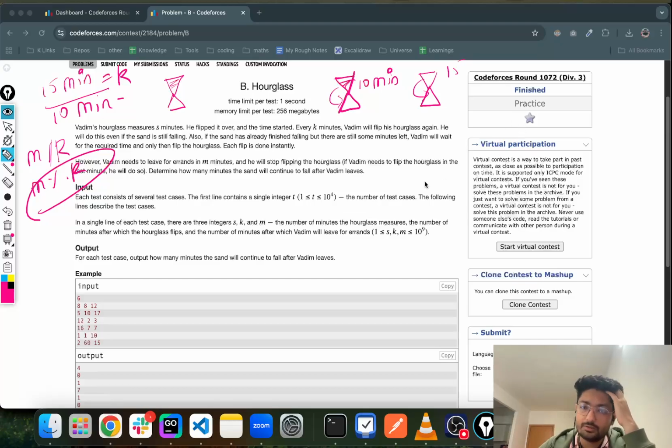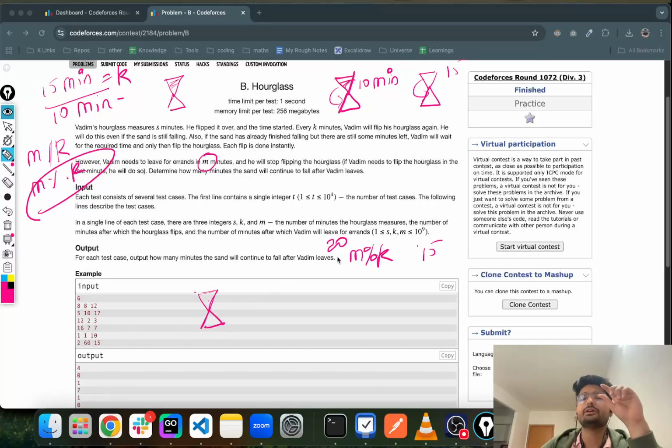Because let's assume that you have m minutes. After m minutes you have to go. And you'll keep on flipping it after every k. So let's assume k is 15 and I have to go after maybe 20 minutes. So after 20 minutes you have to go. So after 15 minutes you'll flip it again.